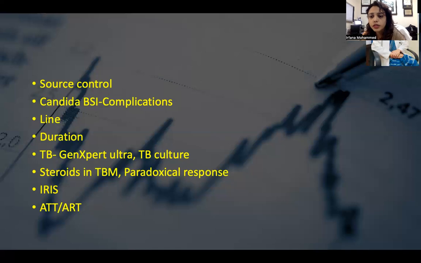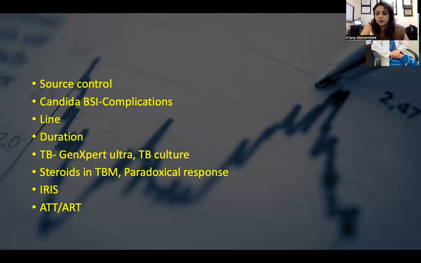So the duration of treatment is prolonged for hepatosplenic candidiasis, and you have to decide depending on the imaging also. Sometimes 2 to 3 months may be needed.